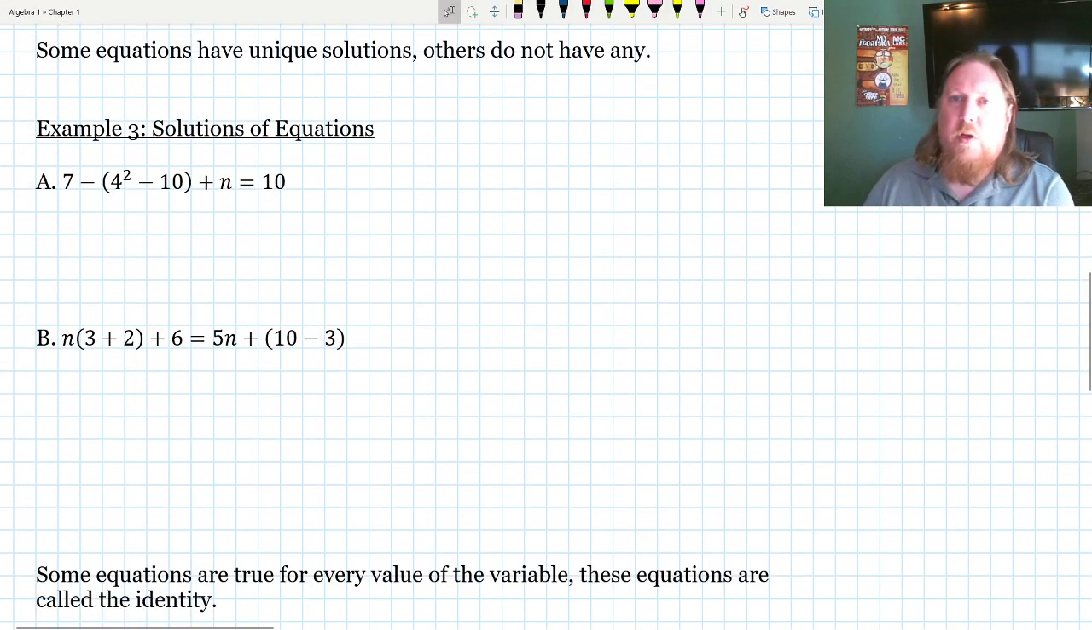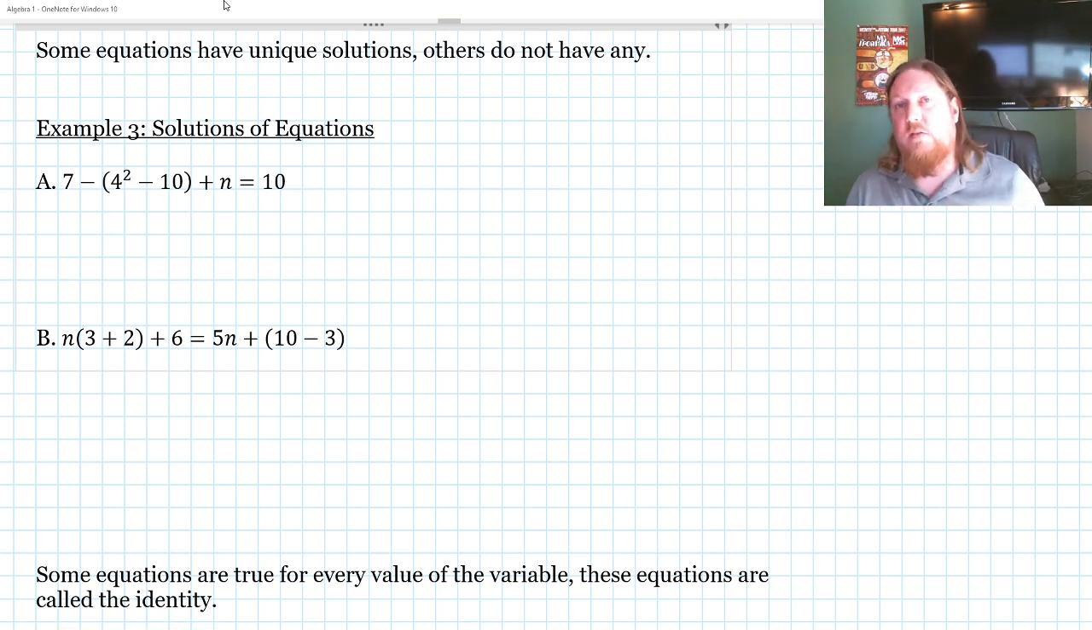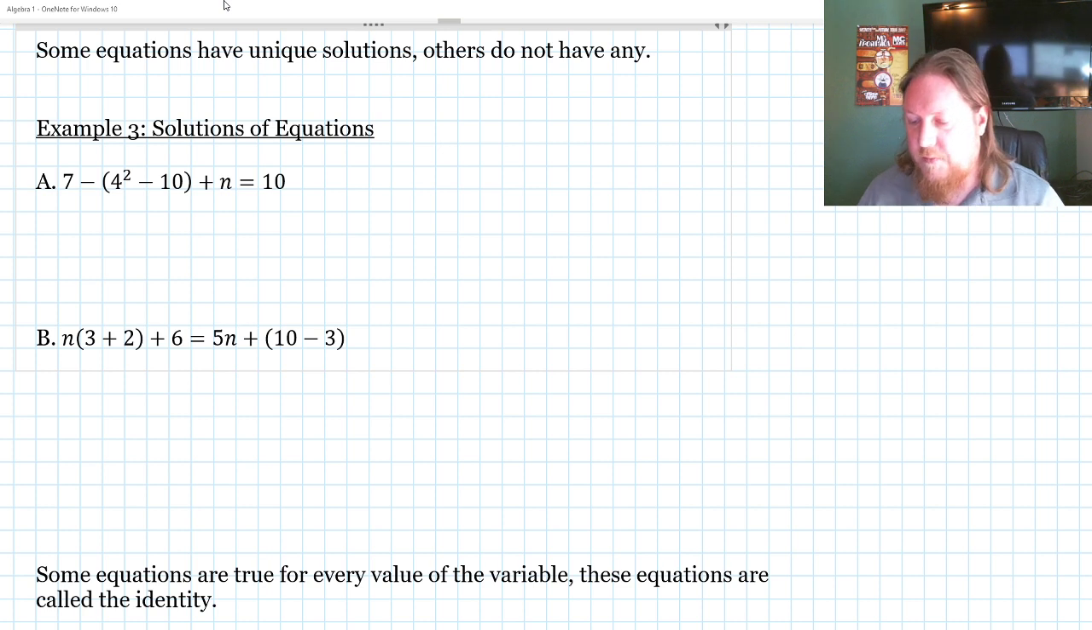Now, when you're solving equations, sometimes you have unique solutions, which means there's exactly one. Sometimes you find that there's many solutions, so there's more than one possible value for the variable. And sometimes there's not any. I'm not going to show what the many solutions look like yet, but we'll get to that. But right now I'm going to show you what it looks like to have a unique solution or no solution at all. So I'm going to try to solve these two equations here.